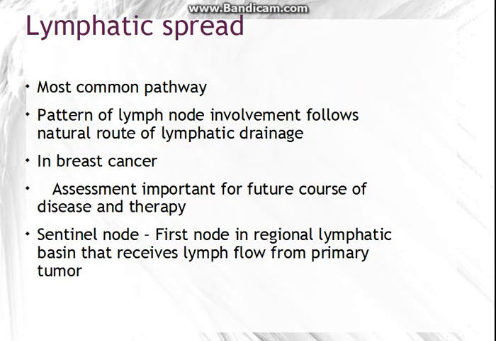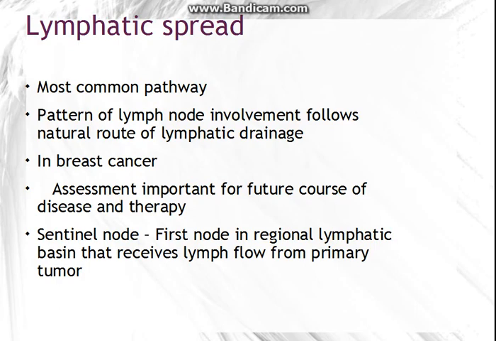Now going to the lymphatic spread. Lymphatic spread is the most common pathway in any metastasis. Also to note that mostly lymphatic spread is the spread of carcinomas. Carcinomas mostly spread by lymphatic spread. And it is classically seen in breast carcinoma. In breast carcinoma, we check the axillary lymph nodes to look for metastatic deposits, and it is also important for the future course of the disease and therapy in any carcinoma.